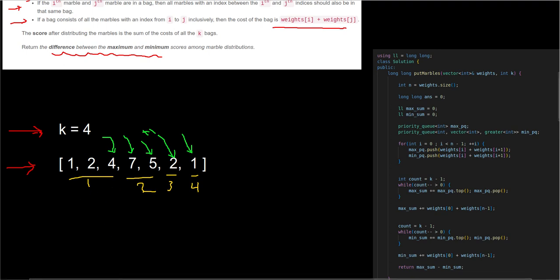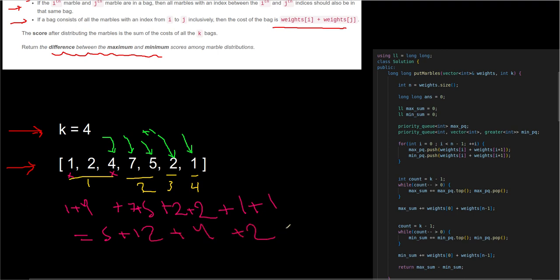So the cost of this distribution is, for the first bag, weights[i] is 1, weights[j] is 4, so 1 plus 4, plus for the second bag 7 plus 5, for the third bag 2 plus 2, for the last bag 1 plus 1. This equals 5 plus 12 plus 4 plus 2, which equals 23. So the score of this distribution is 23.